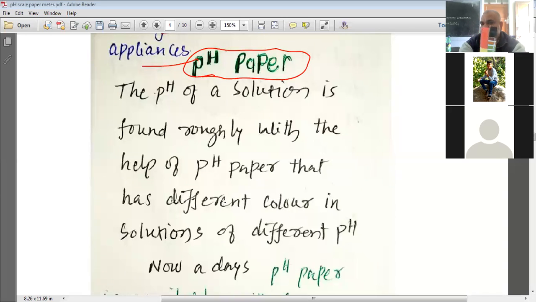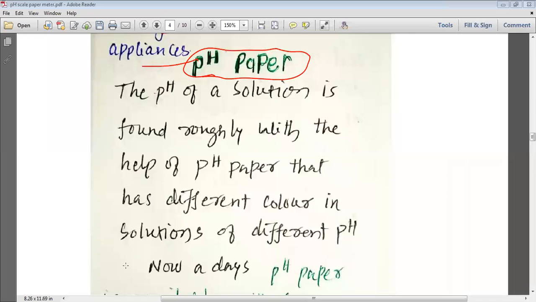So this is the important practical even in your syllabus where you identify the pH of a given solution using the pH paper. I hope it is understood, dear students. Yes, sir. So this is the pH paper, and this is how we perform an experiment. Let us move forward and understand what is written over here, and you will easily come to know about the pH.